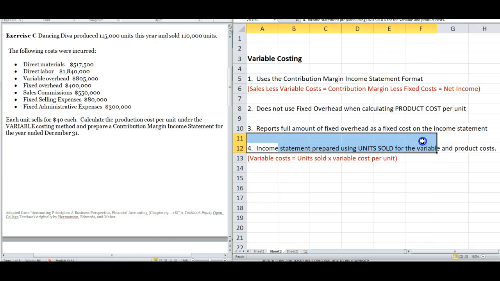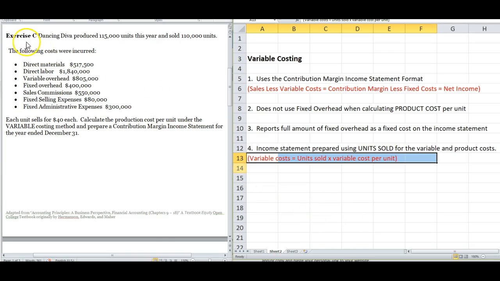The last thing we need to know is that the income statement will be prepared using units sold for all variable and product costs. And variable costs will be calculated as units sold times variable cost per unit. Okay. Now that we have the basics, let's look at an example.